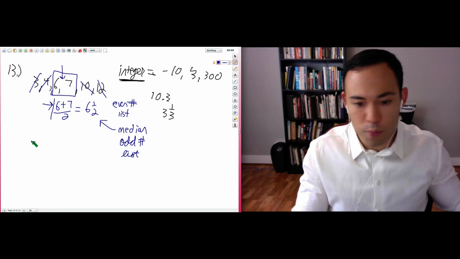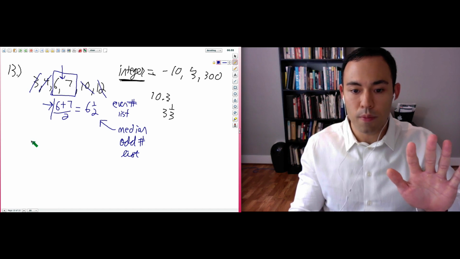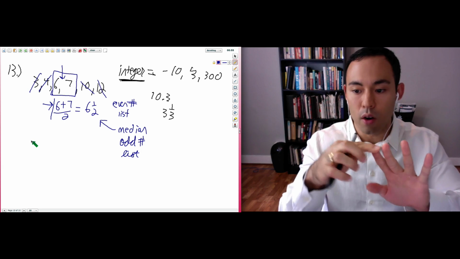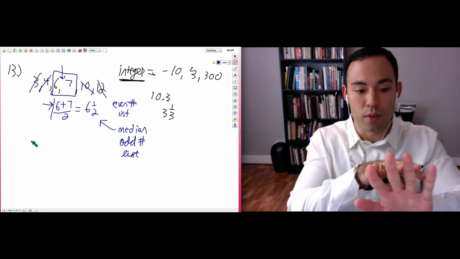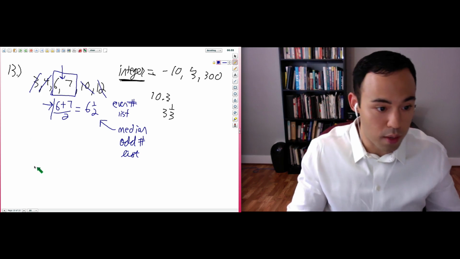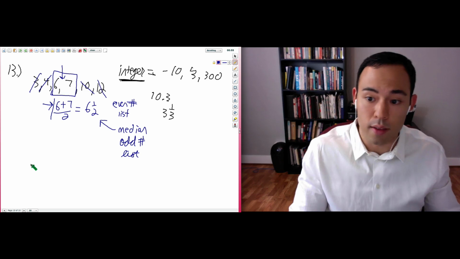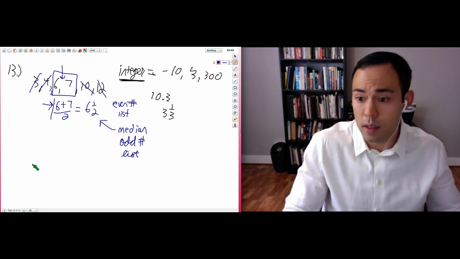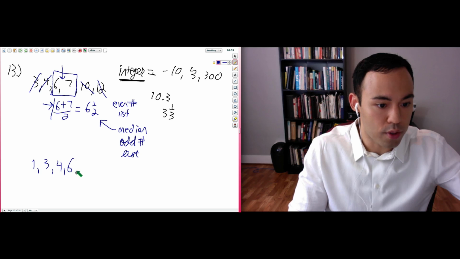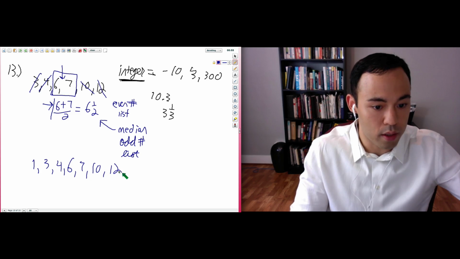So you can prove that with your fingers. You know, the median of our fingers ends up being our middle finger. We have an odd number of fingers. And so it's the same kind of thing happening here. Now we're going to have an odd list. Let's say n is at the front of the list or on the bottom. Let's say n is 1. So we got a 1, 3, 4, 6, 7, 10, and 12.